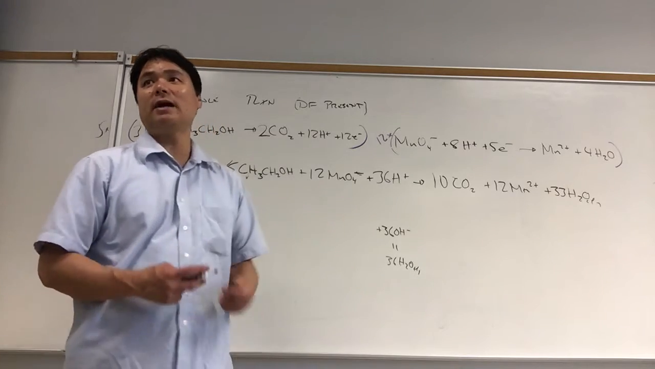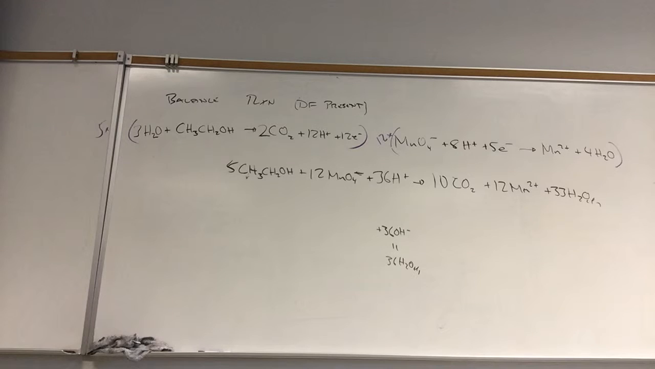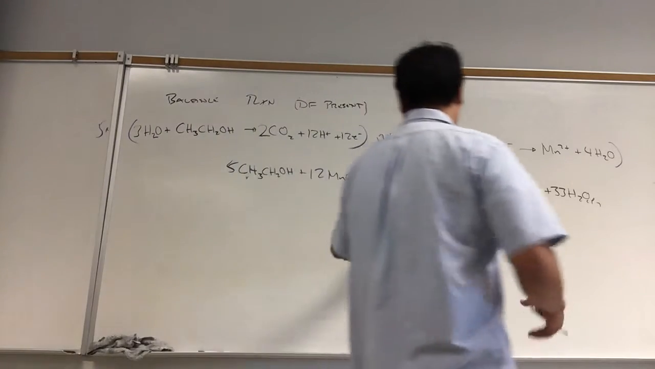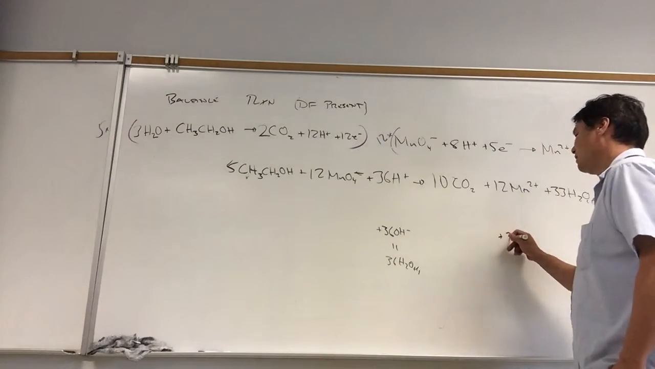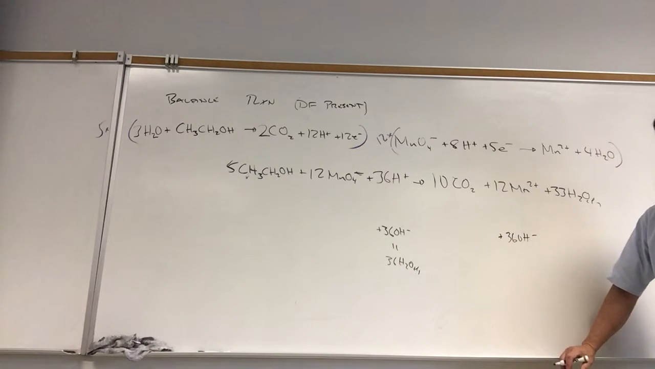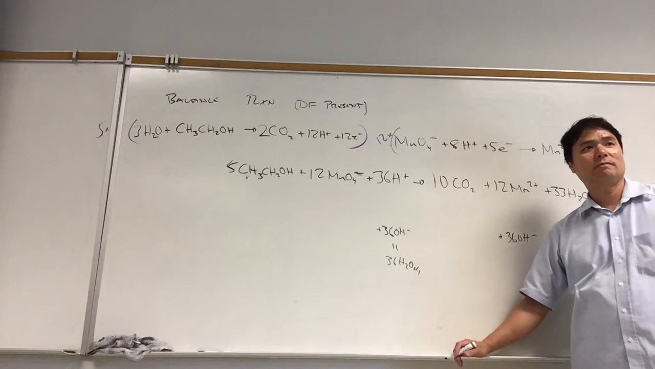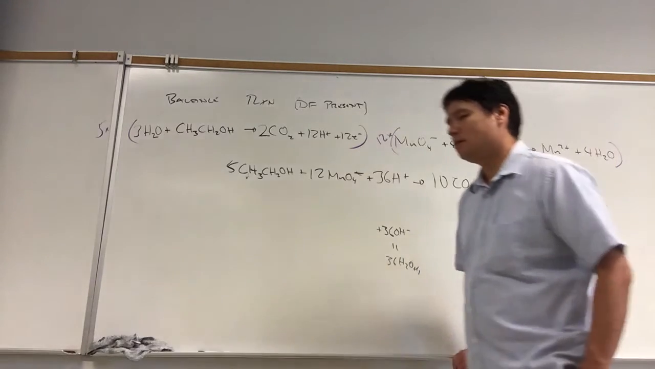Well, I just screwed up my balance because if I add 36 OH minuses to the left, then I'm missing a whole bunch of oxygens and hydrogens on the right. And so if I add 36 OH minuses on the left, I need to add 36 OH minuses on the right to make sure everything stays balanced. Do you guys remember doing this in basic solution? No? If not, go back and take a look at the Chem 4.